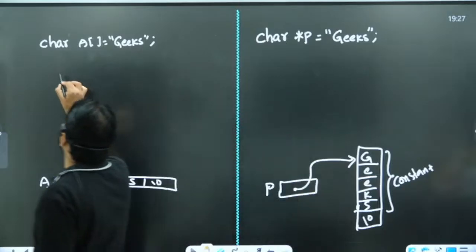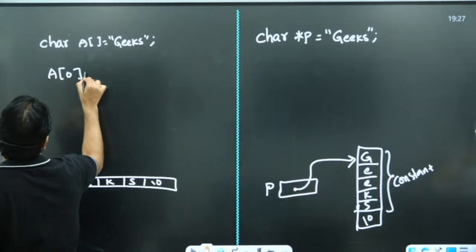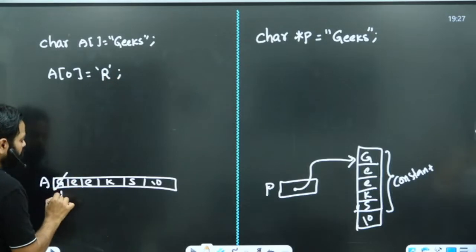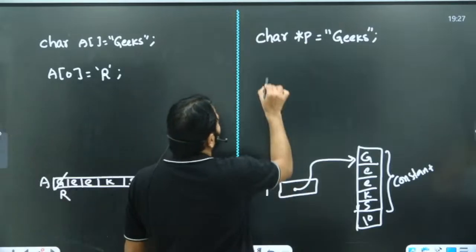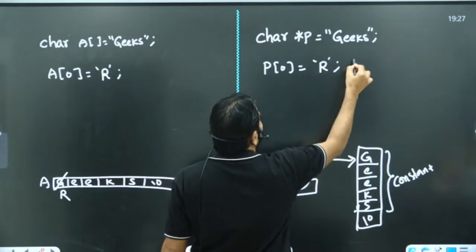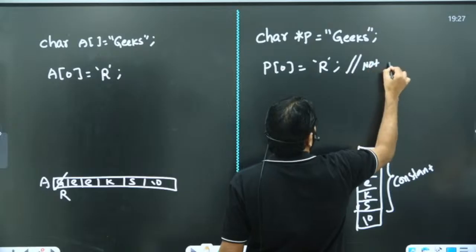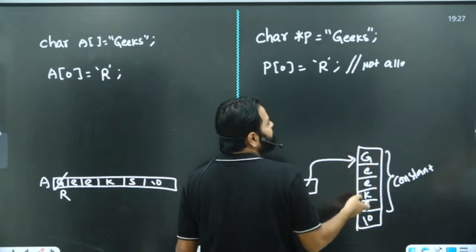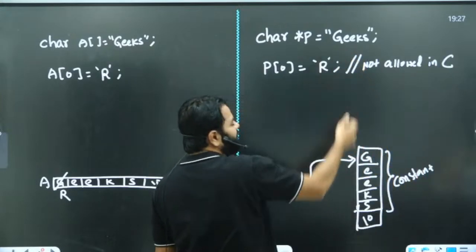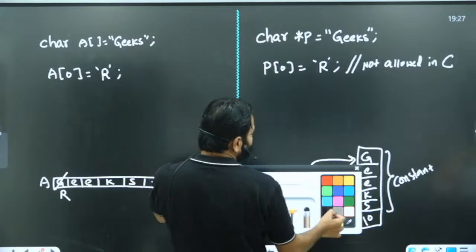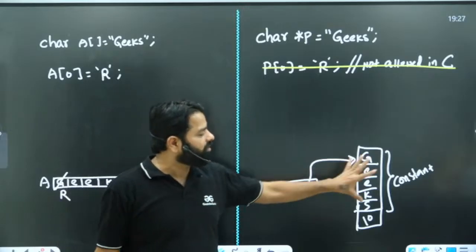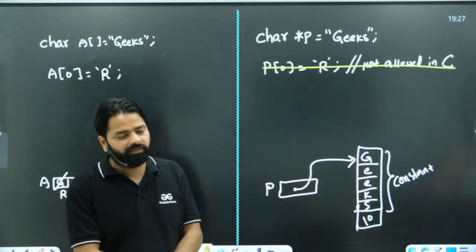Now if I want to modify a of 0 is equal to r, then what happens? The g is modified to r, no doubt. But if you want to modify p of 0 is equal to r, you will get an error. It's not allowed because you're trying to modify the constant. The compiler identifies this, because this is treated as a constant now. So we should not use this kind of modification for constants. Constants cannot be modified. Correct?